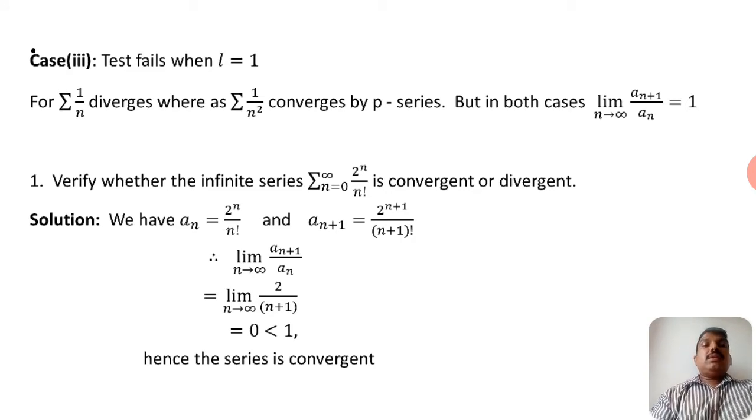Therefore, by the above test, limit of n tends to infinity a_(n+1) divided by a_n is equal to limit of n tends to infinity 2 by (n plus 1), when we simplify after substituting. So when n tends to infinity, that is equal to 0, which is less than 1, hence the series is convergent.